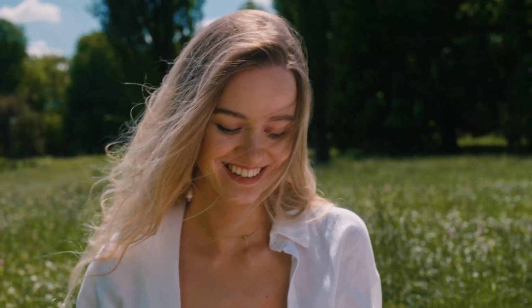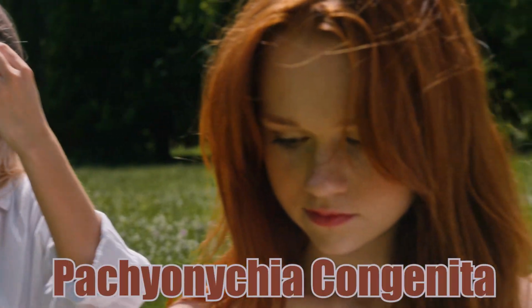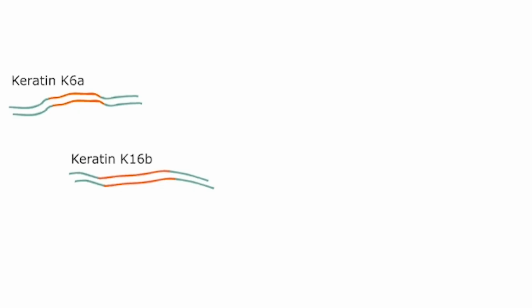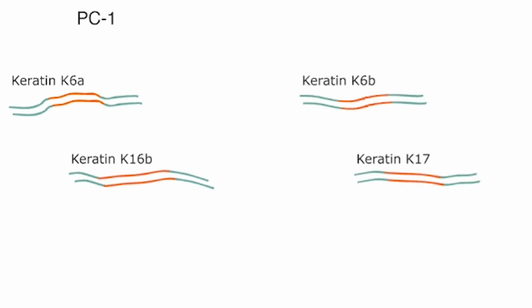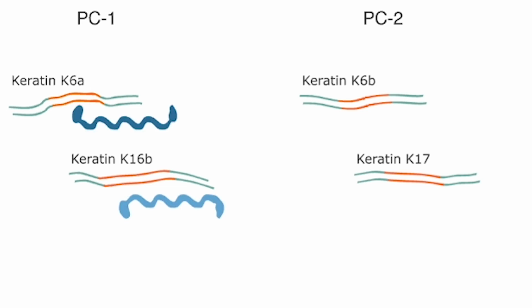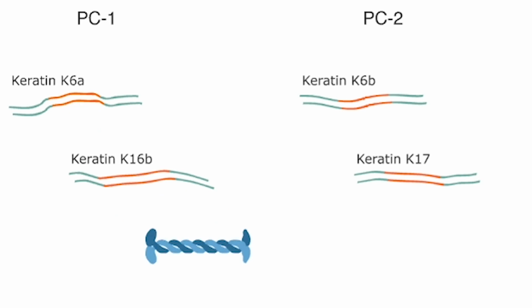After keratin mutations, now we will go to the disorder of Pachyonychia Congenita. There are 2 different types of Pachyonychia Congenita. Mutations in keratins K6A or K16 cause PC1. Mutations in keratin K6B or K17 cause PC2. The keratin proteins produced from K6A and K16 are partners that link together to form keratin filaments. Keratin K6B and K17 are also partners.